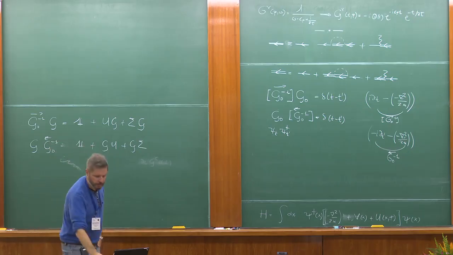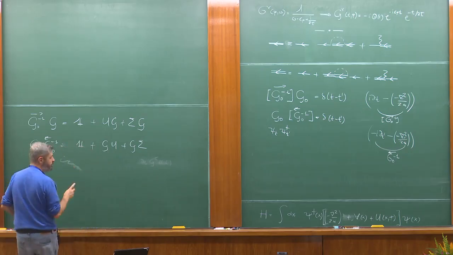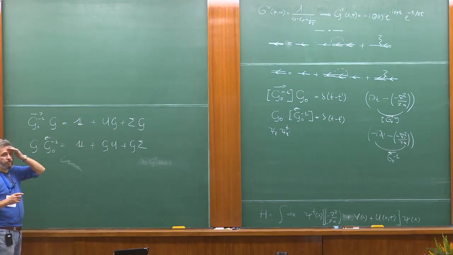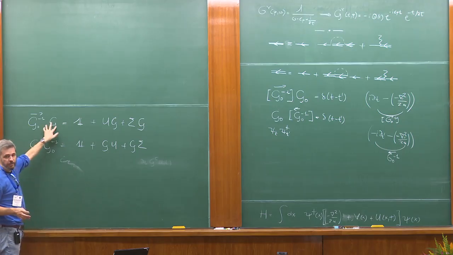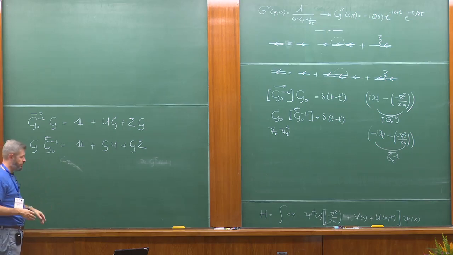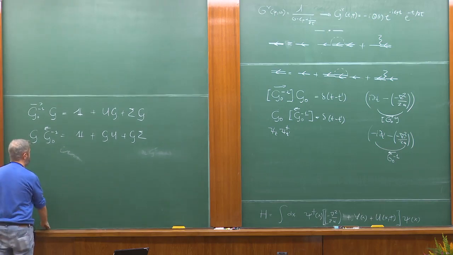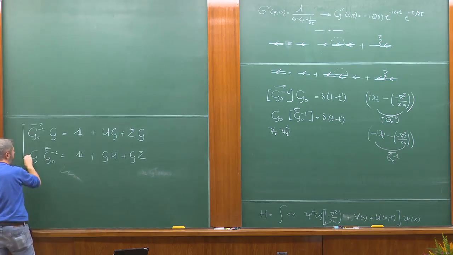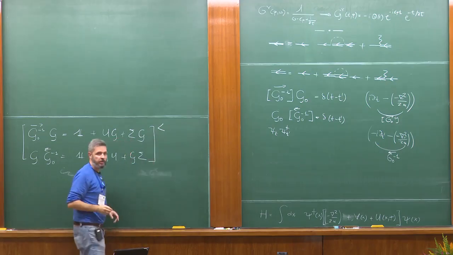And now what do I do with this? Now what I do is I take the lesser. I'm not interested in equations of motion for retarded Green functions. Those I know how to solve. I'm interested in the kinetic equation, which, as I told you, is the equation of motion for the lesser Green function. And therefore, I specified both these equations, which I wrote down formally here, for the lesser component.